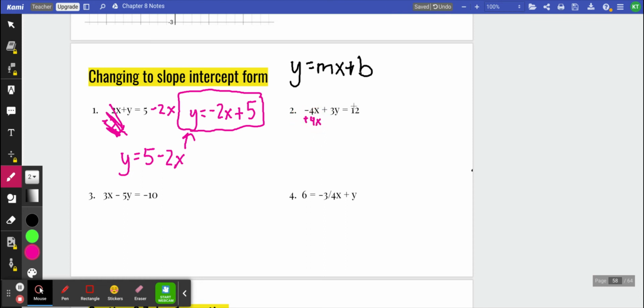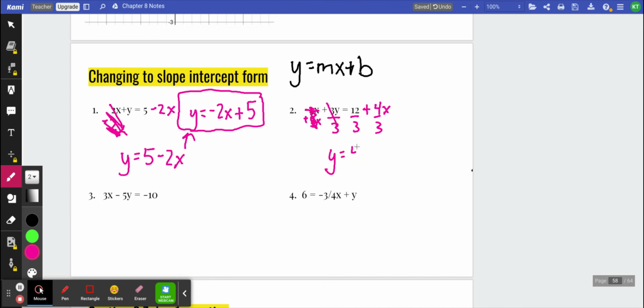So we'll start with adding the 4x. Right, so that cancels that out. So instead of y, right, I have 3y over here. This part's important. I have to remember to divide everything by 3. Right, so that cancels. That leaves me with y.